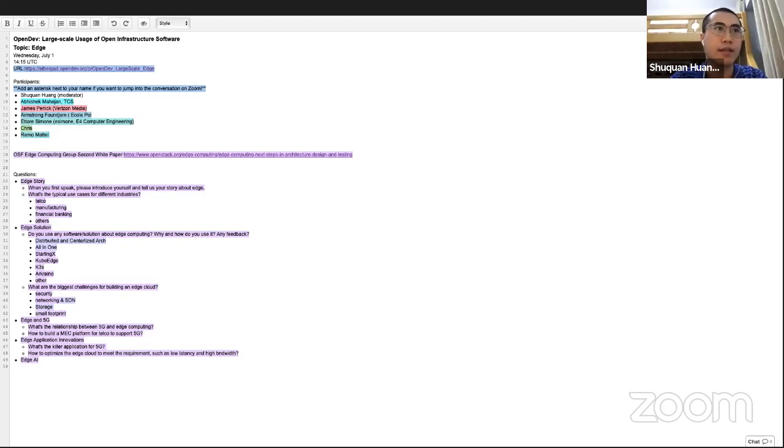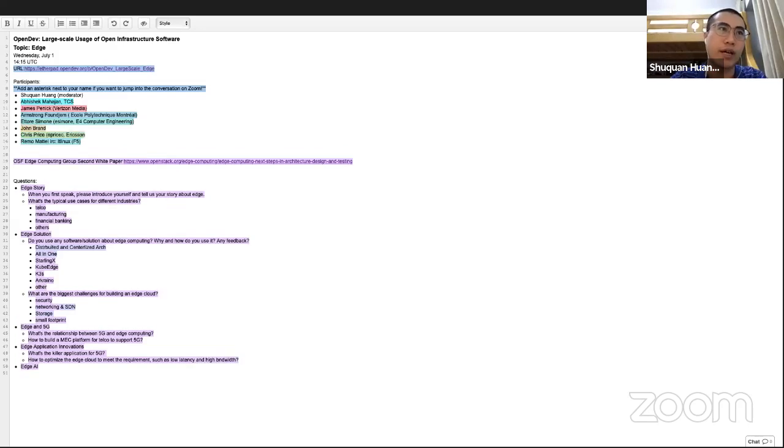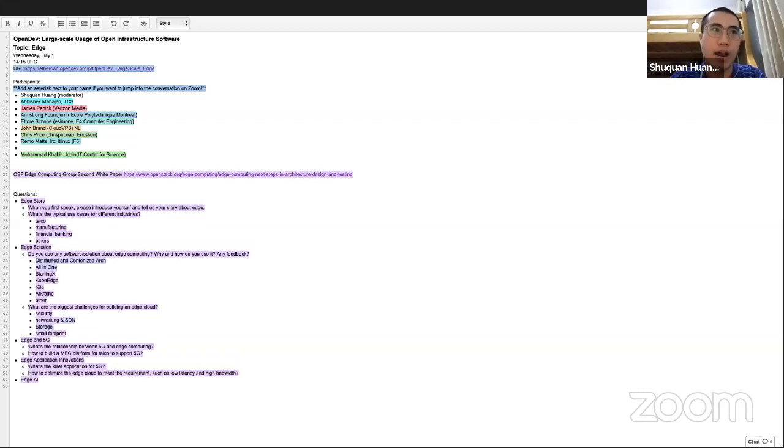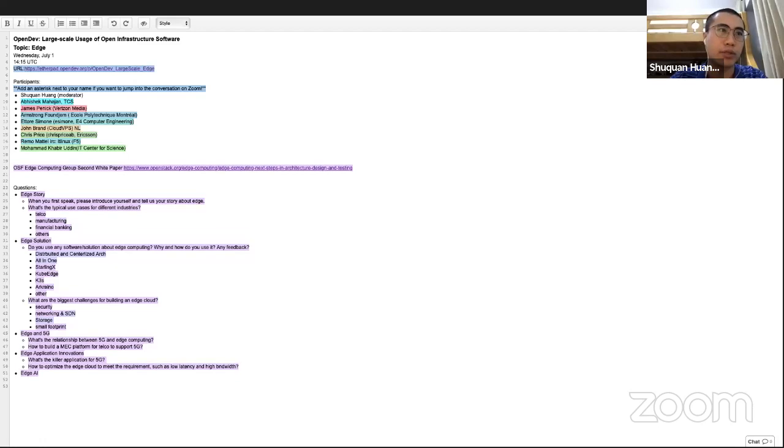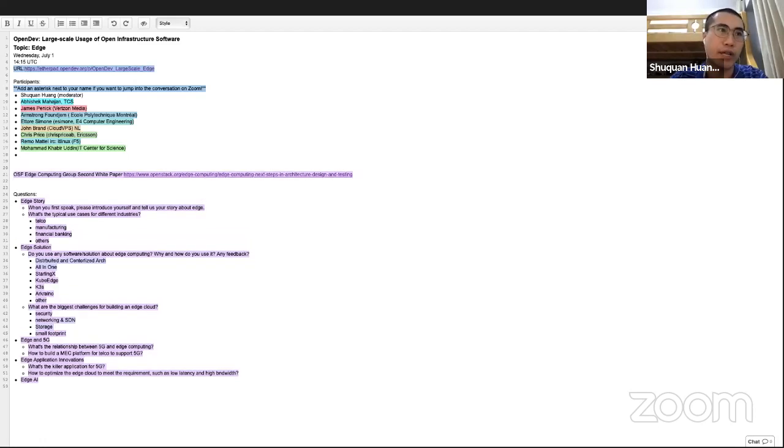Secondly, we will talk about edge solutions and what kind of software solutions you are using in edge computing, how and why you use them, and any feedback. For example, do you use StarlingX to build an edge cloud? Do you use KubeEdge or K3s and others? Also, what's the biggest challenge for building an edge cloud? Do you meet security problems or problems building the networking? Do you have reliability issues in the networking? And how do you resolve the performance for the storage?